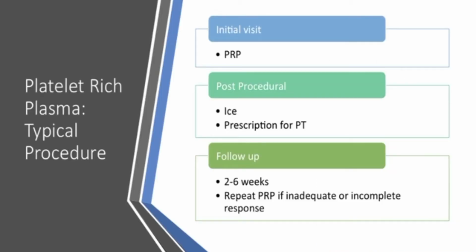cytokines. So the typical procedure: you get the injection of PRP, post-procedural ice is needed, and a prescription for physical therapy, and follow up within 2 to 6 weeks and repeat PRP if inadequate or incomplete response.